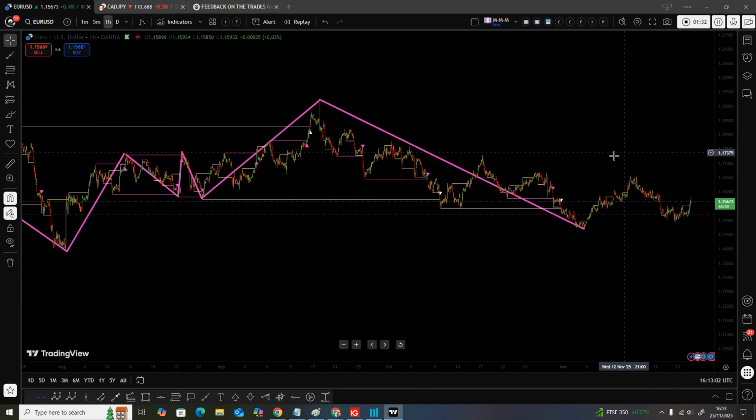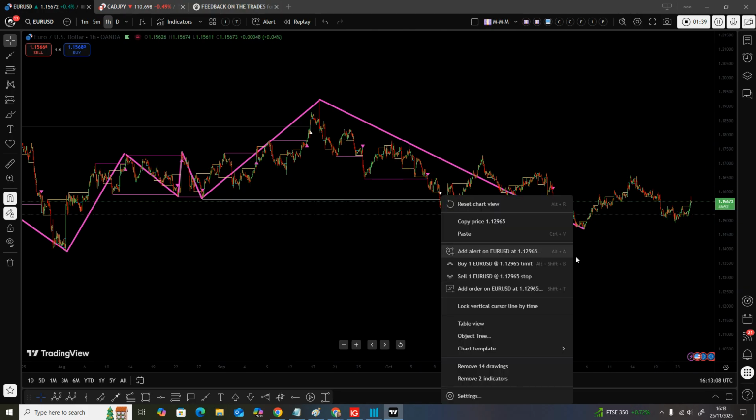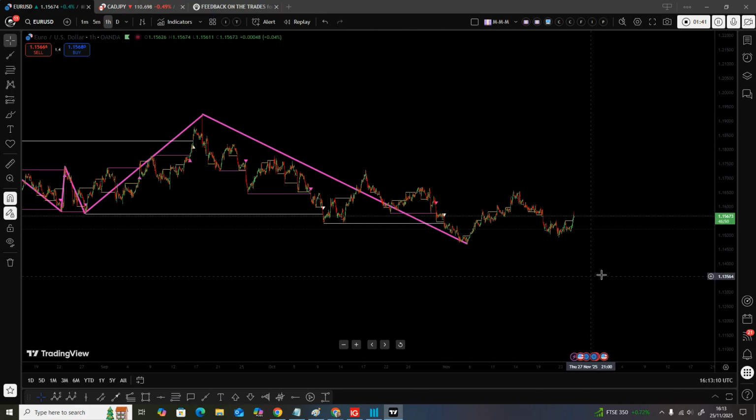But how do we make sense of this move? Are we ready to go up, or is the price continuing down? And that's what we're going to find out with our analysis.